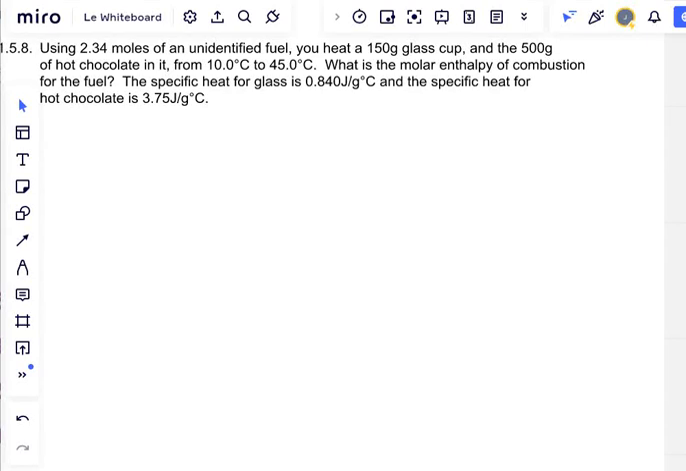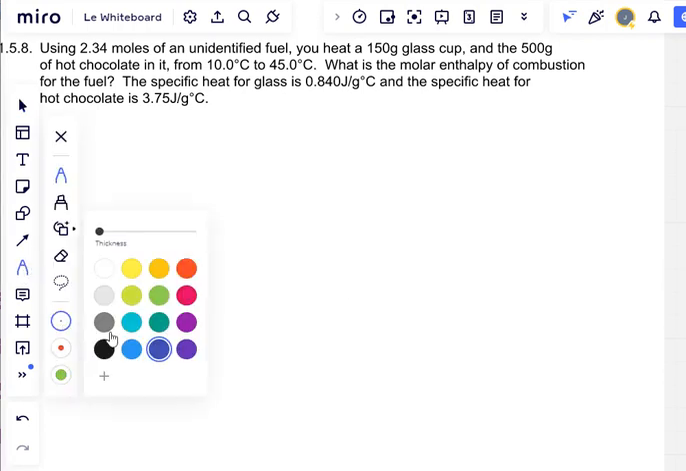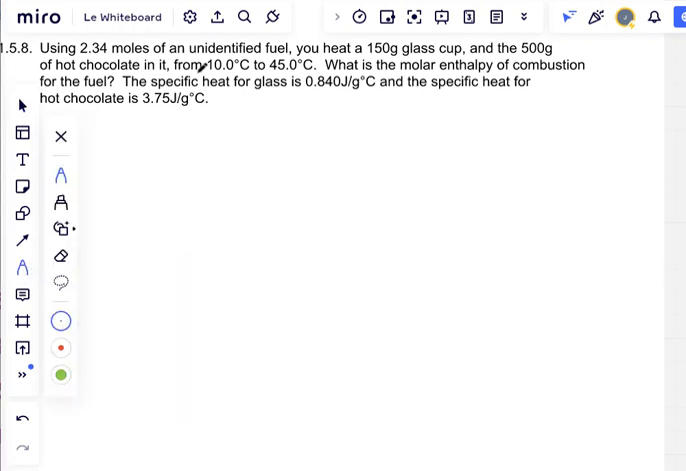Welcome back. We're still doing thermal practice here, and this is one of the more complicated questions that we could ask using the heat lost equals heat gain sort of idea. We've got a mystery fuel, and we burn some of it, and using the heat, we warm up a glass cup and some liquid inside it. And then they ask us what the enthalpy of combustion for the fuel was.